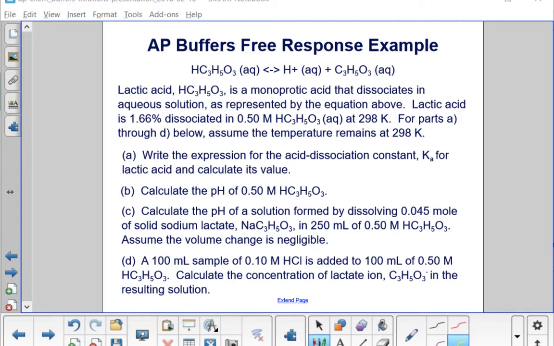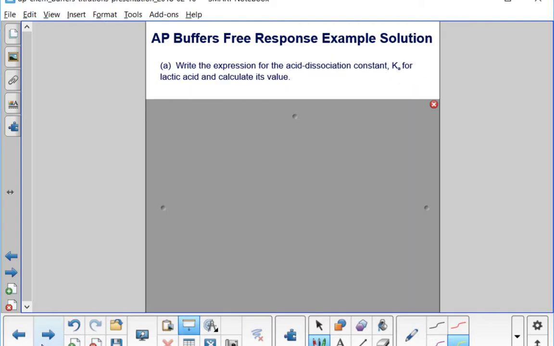So let's address parts A and B first. First, write the expression for the acid dissociation constant Ka for lactic acid and calculate its value. And part B, calculate the pH of 0.5 molar lactic acid. Okay. So part A, write the expression for the acid dissociation constant Ka for lactic acid and calculate its value.